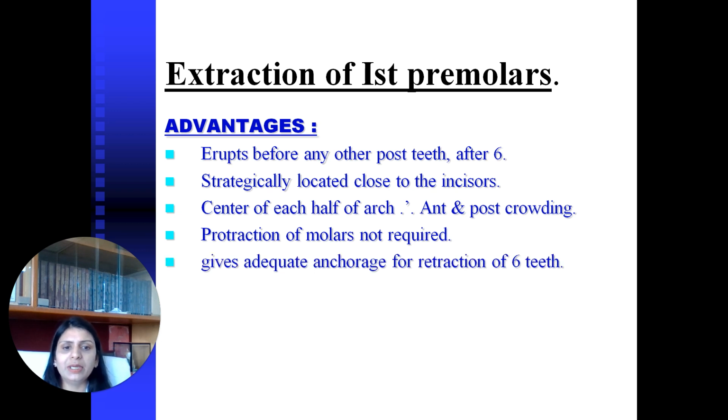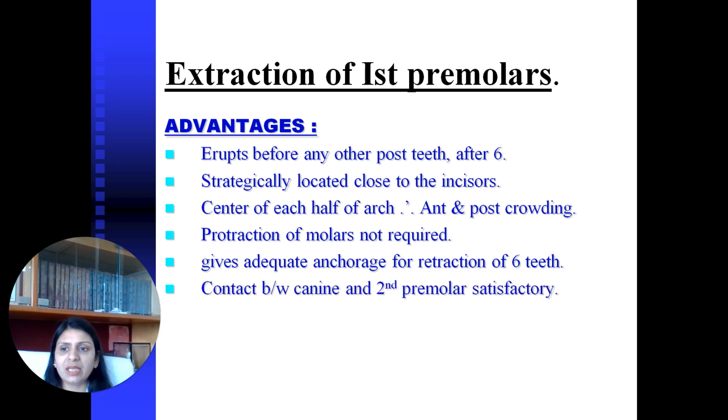And this gives adequate anchorage for retraction of 6 teeth. As mentioned, since they are in between, they are in the center of the arch. So anteriorly we have 6 teeth, posteriorly we have 4 teeth. So this gives adequate anchorage for retraction of 6 teeth. However, if we extract the second premolars, definitely in the posterior segment, we are left with only the molars. So this does not give us the sufficient anchorage required.